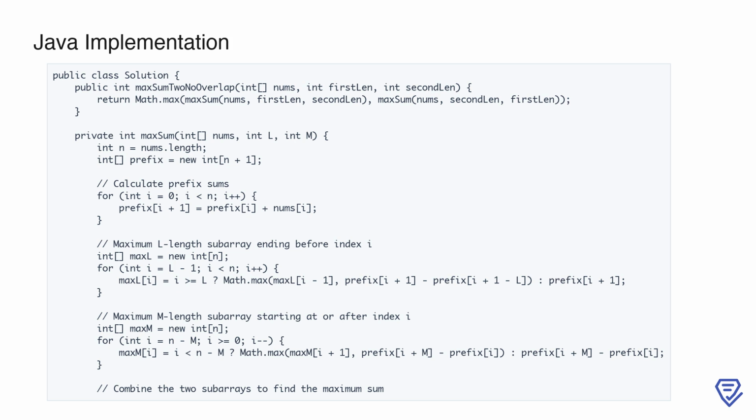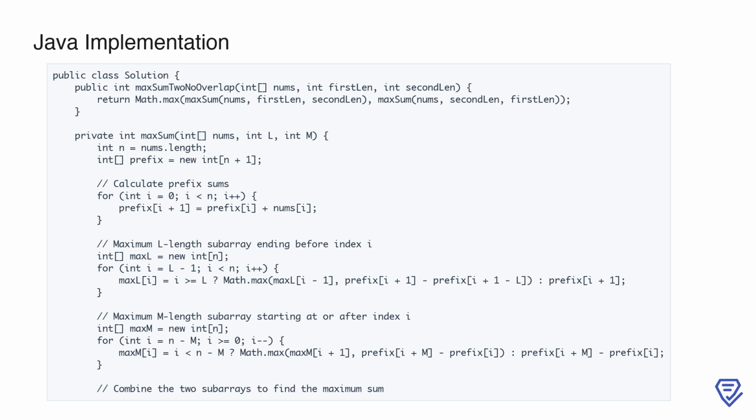Inside maxSum, we first calculate the prefix sum array, which helps us quickly compute the sum of any subarray. The prefix array is built iteratively, where each entry at index I+1 contains the sum of all elements up to index I in the original array.